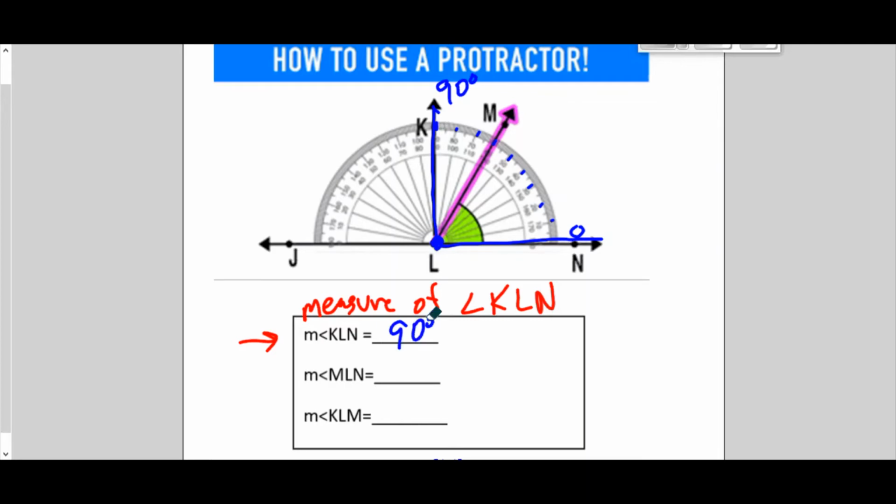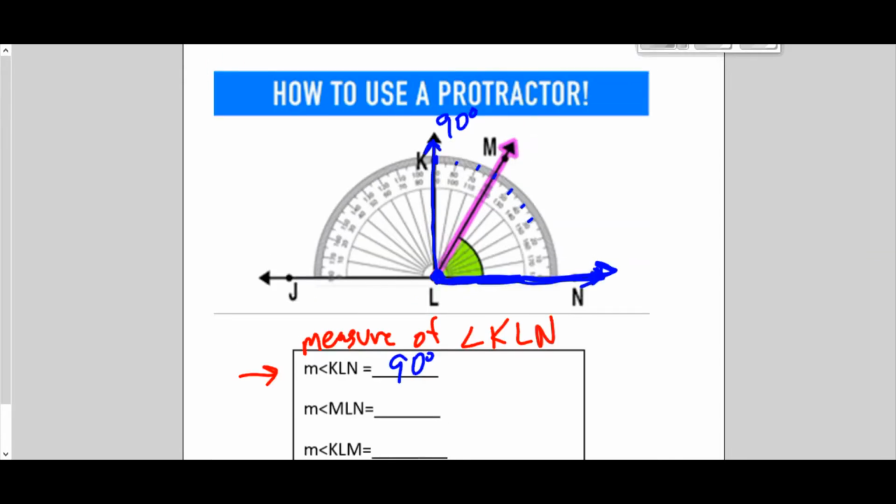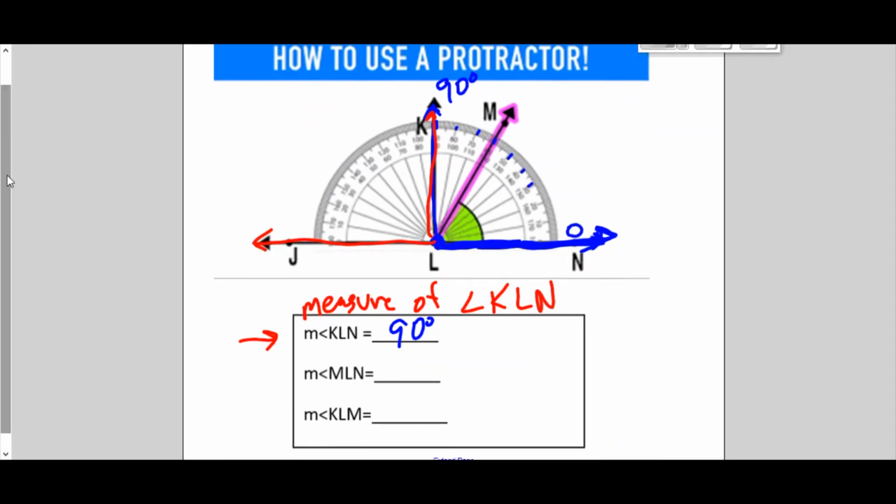So we're not using the bottom numbers of this protractor because the way I have this set up, I'm using the ray LN. And LN is the starting point of my angle. So when your starting point needs to be at 0, here's 0. So I have to use the top numbers because that makes my starting point at 0. If I was on this other ray on the other side, then I would use the bottom numbers. So this angle, this KLN, is 90 degrees.